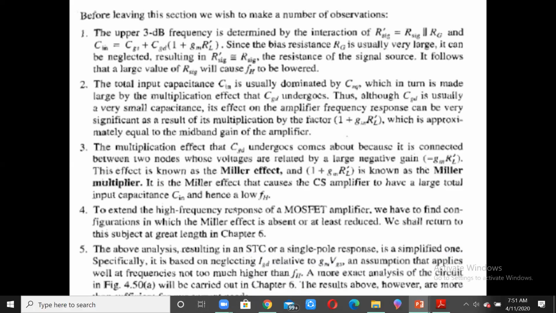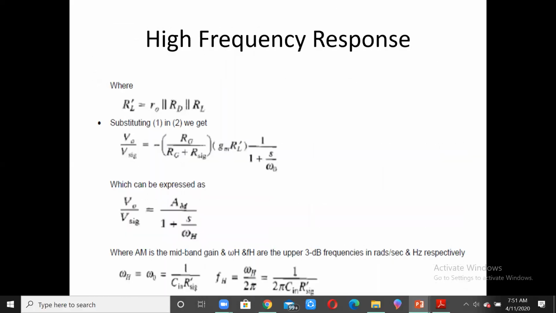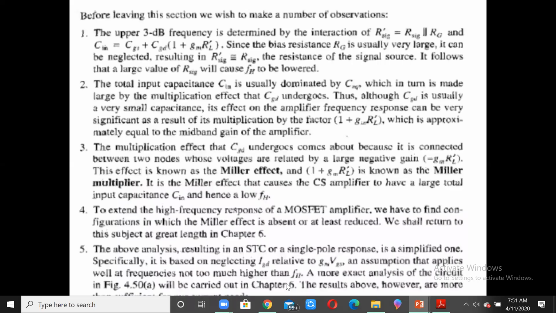From this, we can make certain observations. The upper 3 dB frequency is determined by the interaction of R sig dash, equal to R sig in parallel with Rg, and C in, which is the sum of these two capacitances. If you see the FH here, R sig dash is mentioned, and we have C in. So FH is inversely proportional to R sig dash and C in, and that is what we are telling here.